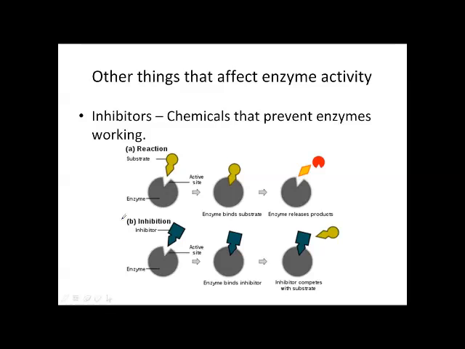However, inhibition is when an inhibitor comes in, binds to the active site, and just completely blocks the entering of the substrate. So it can't bind. This is a very common mechanism. And yeah, if I've got a high concentration of inhibitors, my rate of reaction is going to be very, very low.